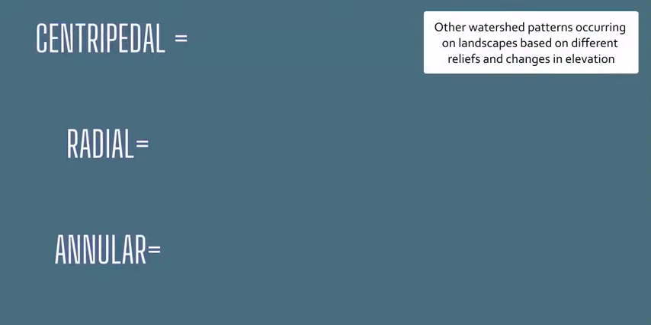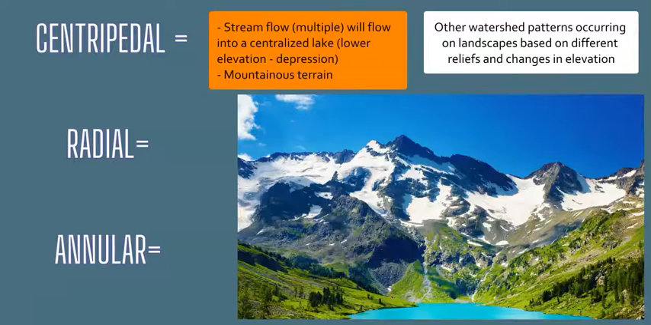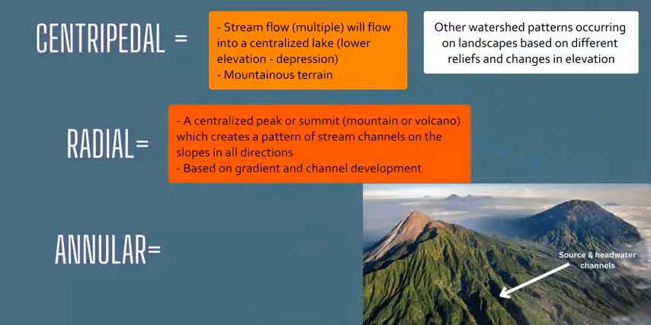But you do have other less common watersheds where the water is going to flow in certain directions that creates different kinds of designs on the landscape. Centripetal is where you have a central lake, and the rivers are going to flow into the lake at this lower elevation. So all around, these rivers flow in.